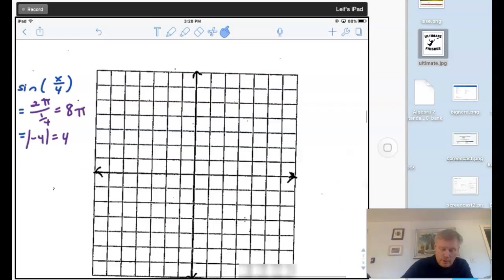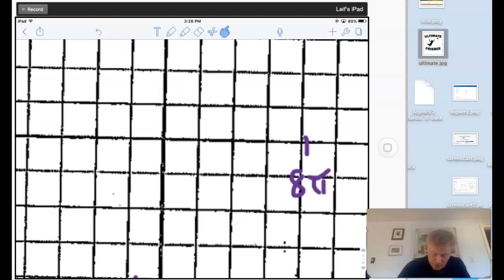So I'm going to go over here and plot this out. So it goes up and down 4. 1, 2, 3, 4. 1, 2, 3, 4. Now to -4. And then, let's see, 1, 2, 3, 4 of them will give me 8 pi, which means I start breaking that up into quarters. It means halfway is 4 pi, half of 4 pi is 2 pi. In between 8 pi and 4 pi is 6 pi.